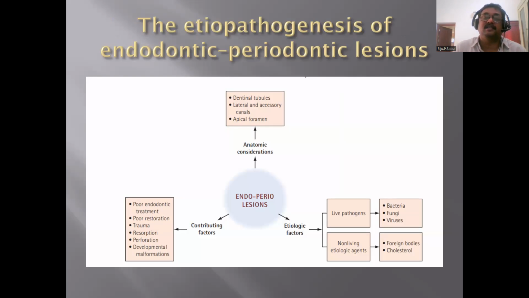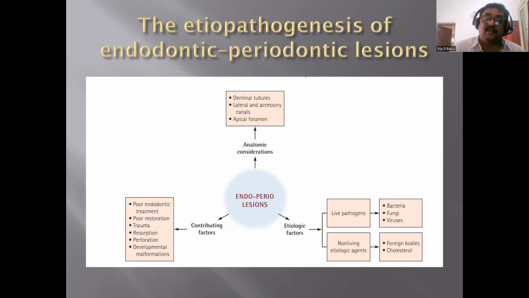Now, as we told all the possible venues, the etiopathogenesis of endo-perio lesion, you have the etiological factors like live pathogens, bacteria, fungus, virus, and foreign bodies like calculus or plaque, oral hygiene, cholesterol crystals. All these are the possible etiological factors which can aid or help in the communication of the endo-perio lesion.